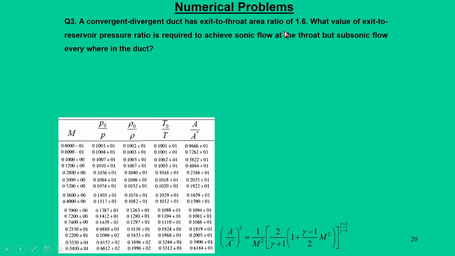The third is another similar problem which is simple. For a convergent divergent duct, exit to throat ratio is 1.6. So, AE by A star is 1.6, and here you have to find out the exit to reservoir pressure ratio to achieve sonic flow, that means M is equal to 1. Instead of throat I have written A star, because we say we have to achieve a sonic flow.